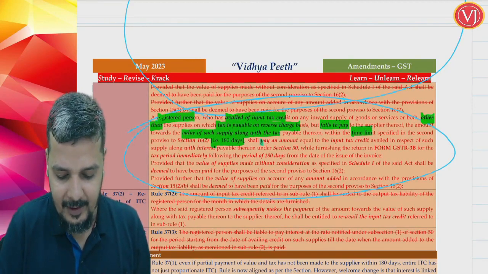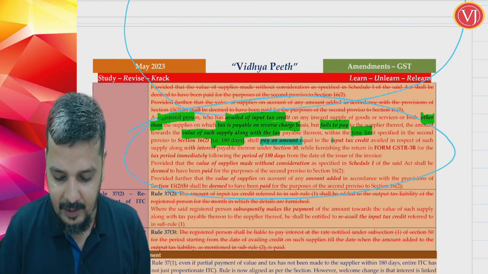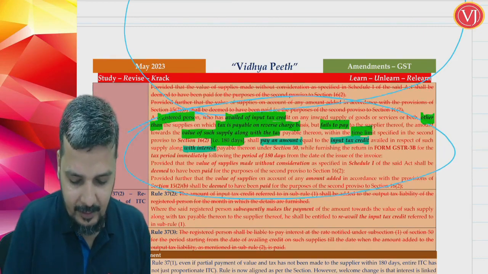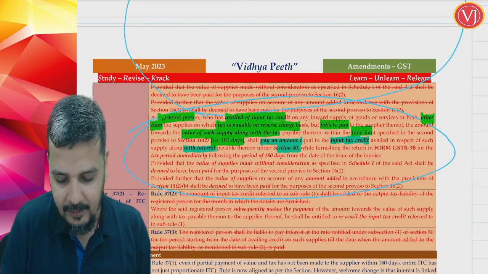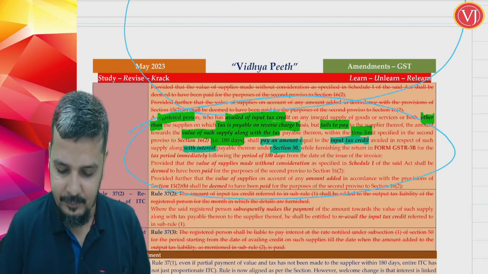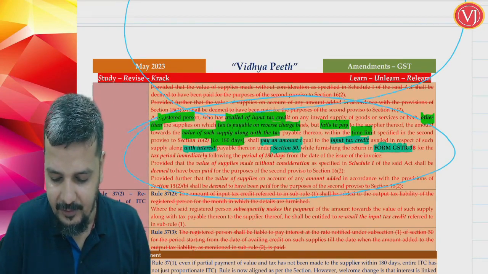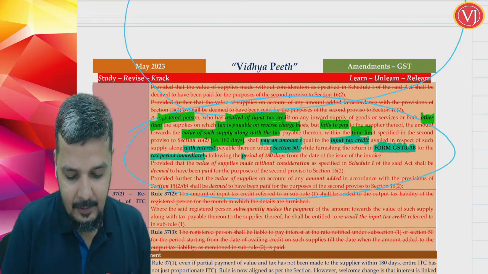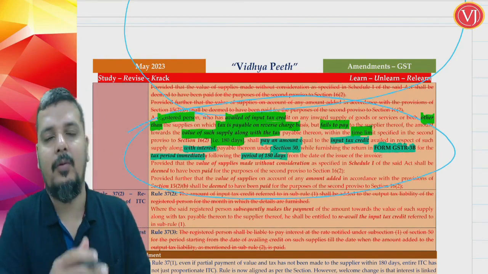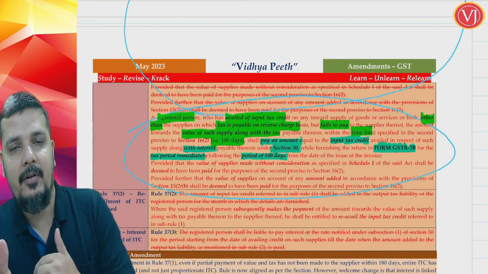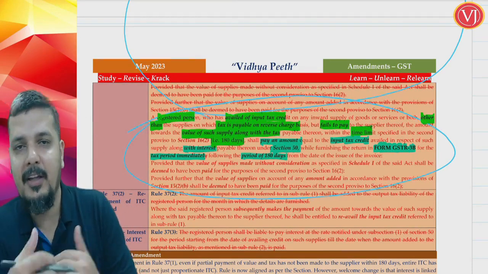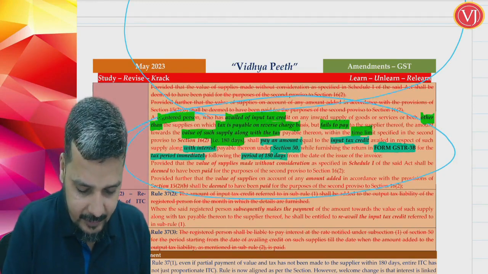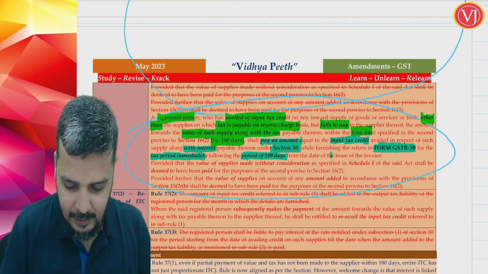Now, what is the impact? He shall pay an amount, which is nothing but the amount of input tax credit that he has taken, with interest computed under section 50, while furnishing his GSTR 3B of the tax period immediately following the period of 180 days. So, whenever that 180 days period is crossed and you still have not made the payment, immediately after that, if you are filing any GSTR 3B, you need to include that.